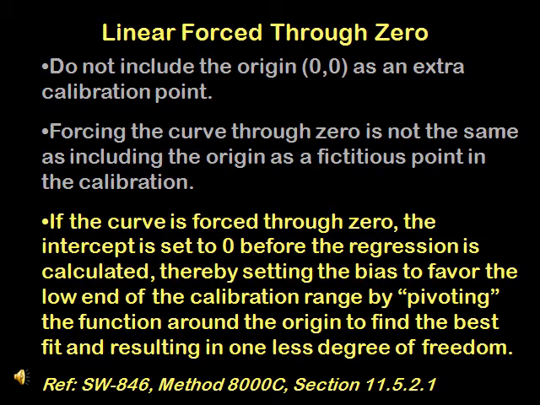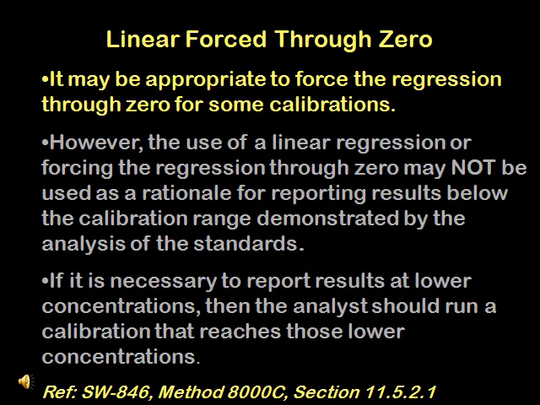This setting favors the low end of the calibration range. This is accomplished by swinging the function around the origin to find the best fit and thereby resulting in one less degree of freedom. 8000C further states that it may be appropriate to force the regression through zero for some calibrations.